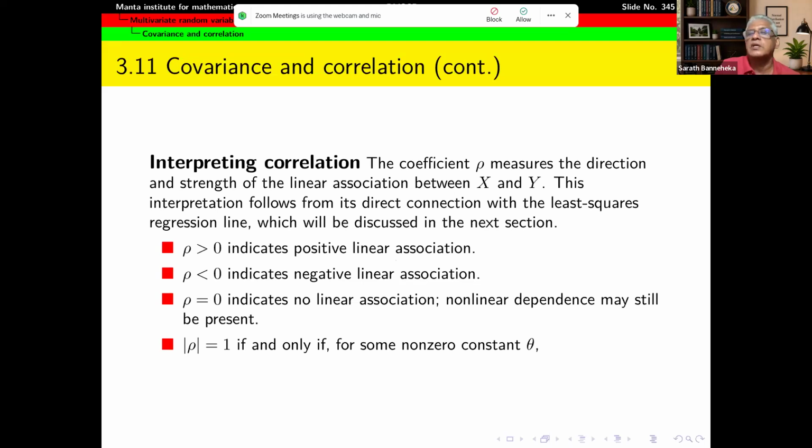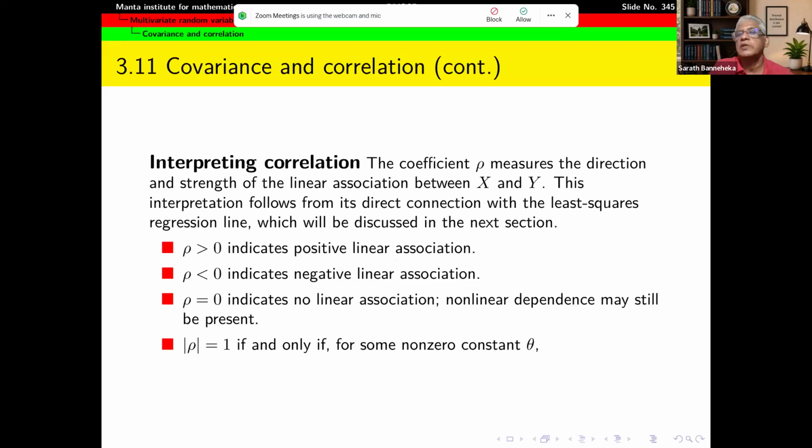It also indicates the two random variables are uncorrelated. But remember, rho equal to 0 indicates there is no linear association. But there may be some other association which is non-linear, right? So students should not interpret rho equal to 0 as there is no association. That is wrong, right? If you say there is no association when rho is equal to 0, that is a wrong interpretation.